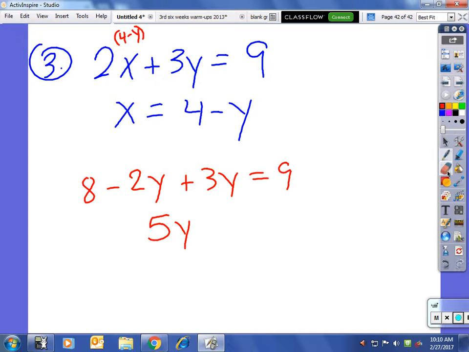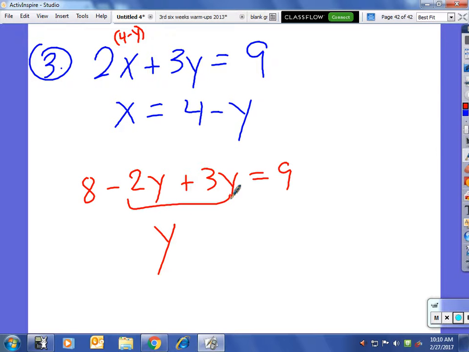Oh, I'm sorry, not 5y. 1y. Just making sure you're paying attention. 1 positive y. So 8 plus y equals 9. Move the 8 over, and what's y equal? I got 1. Did y'all get 1?